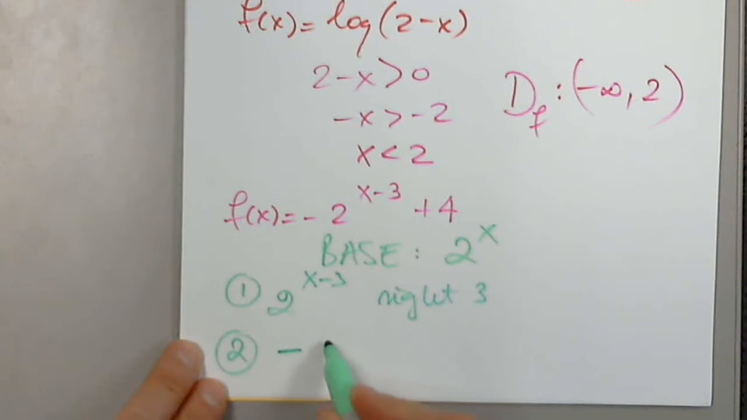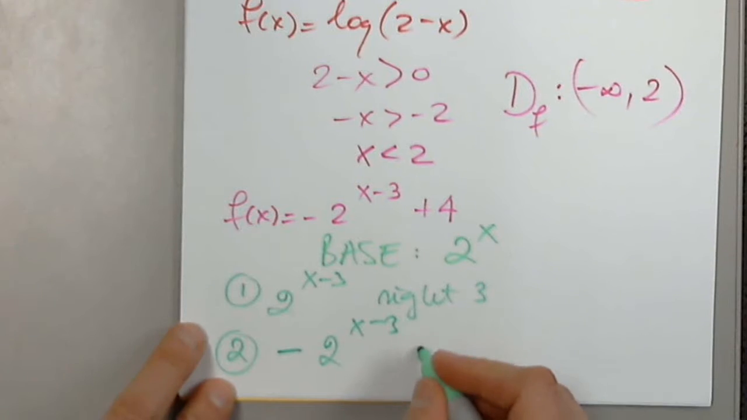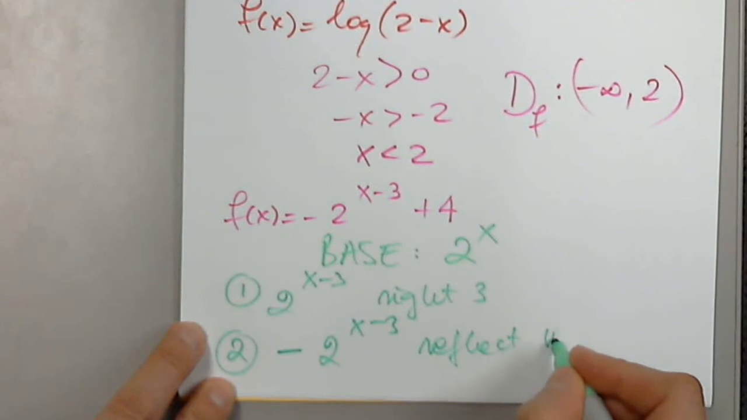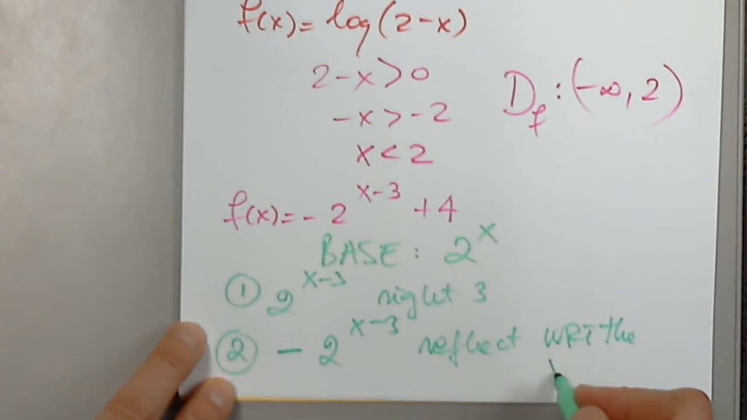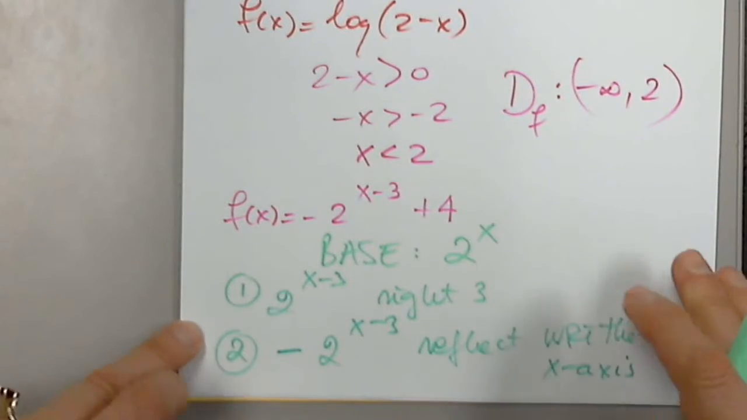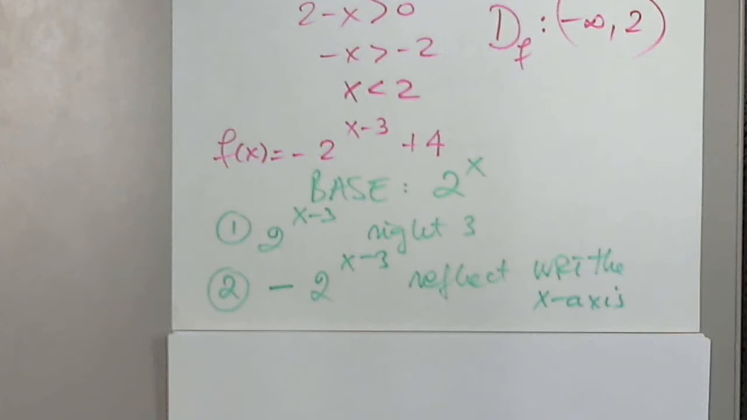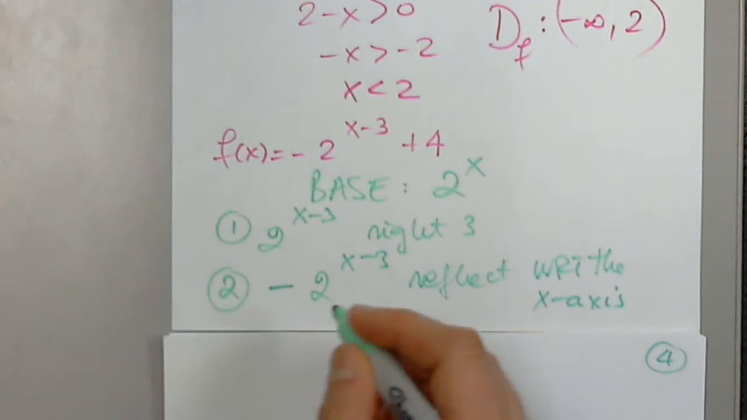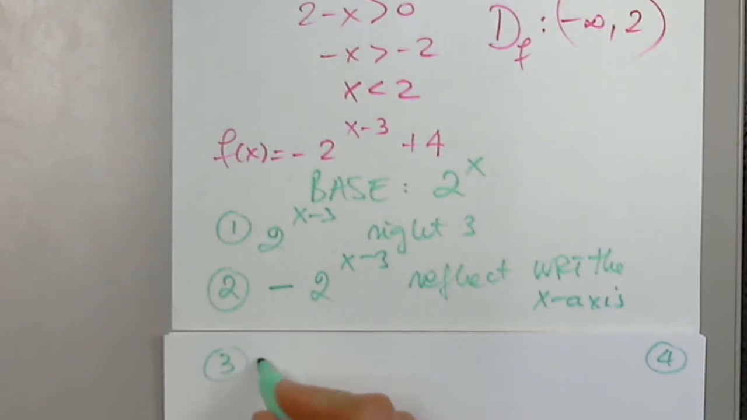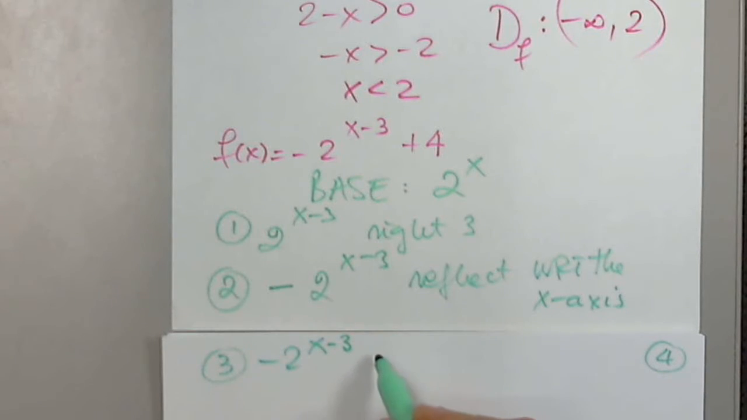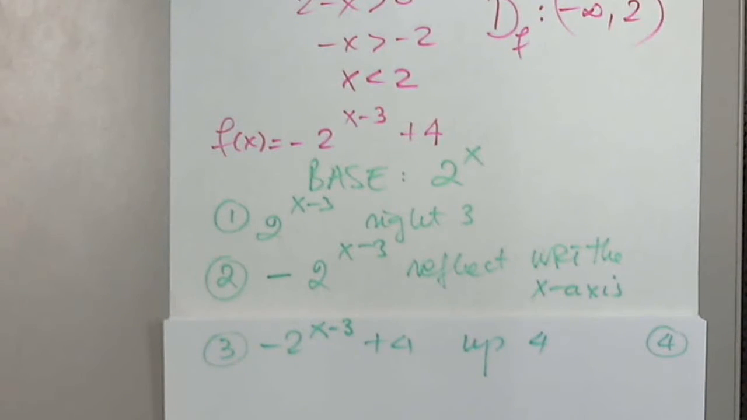Flip about the y-axis? Very good. Negative 2 to the x minus 3, reflect with respect to the x-axis. Very good. Awesome. And transformation 3 is on transformation 2, on function number 2. Negative 2 to the x minus 3 plus 4. Yeah, up 4. Very good. Awesome. So I will present these transformations.